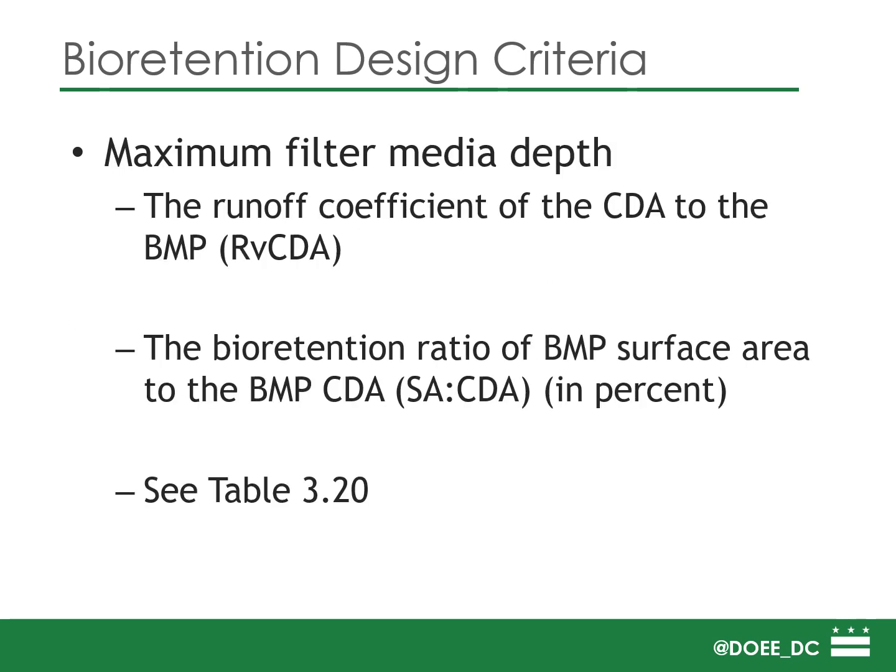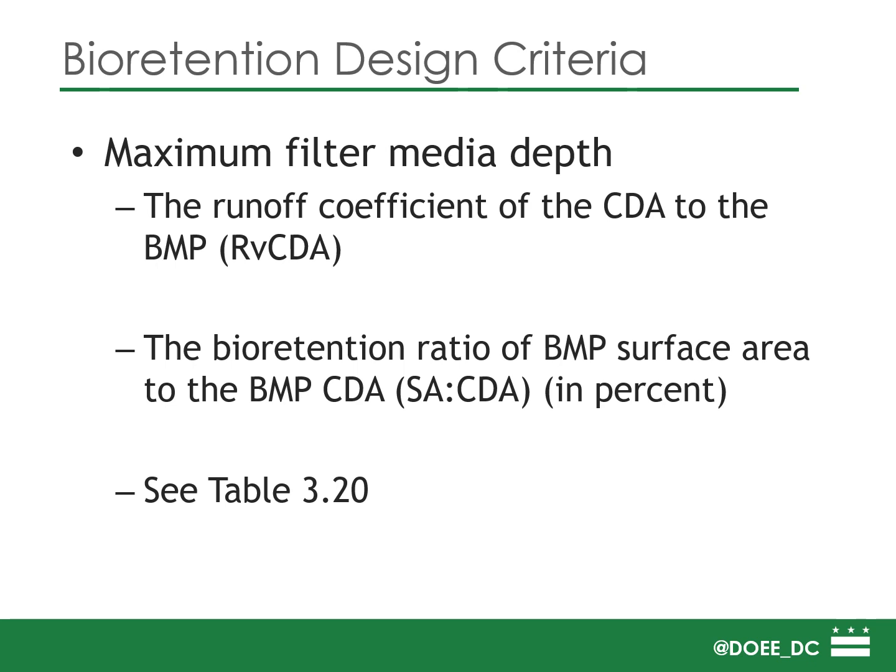There's a maximum filter media depth that applies in some cases, and you'll find this by checking Table 3.20 of the guidebook. This basically looks at the runoff coefficient to the bioretention and the ratio of the BMP surface area to the BMP CDA, or the contributing drainage area, and looks at those two factors and makes sure that there is not too much filter media for the volume of runoff that's going to be infiltrating into the bioretention.